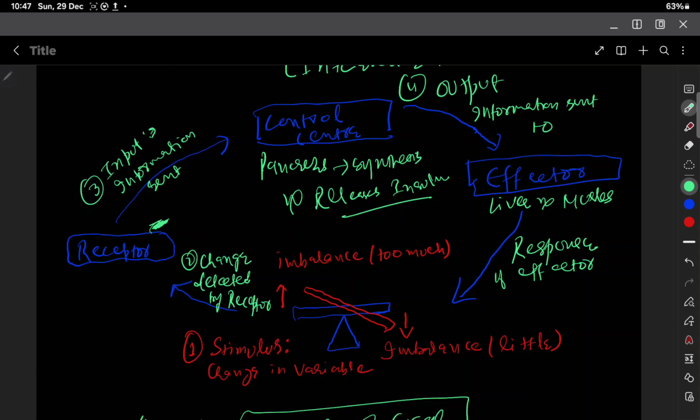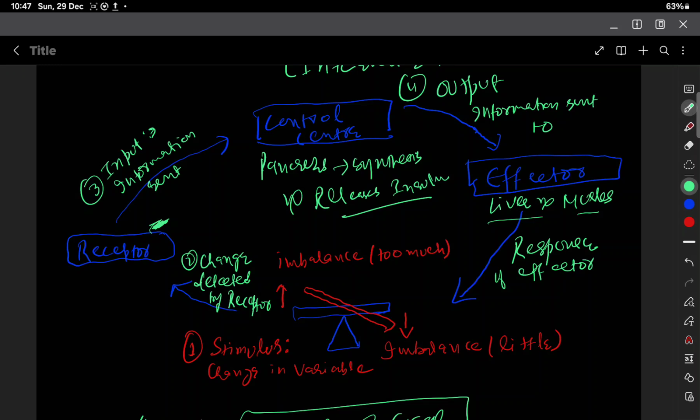In the effector, it is mainly the liver and muscles. The liver and muscle cells will respond to insulin and increase the glucose uptake, and some glucose gets converted into glycogen, lowering the blood glucose and restoring the balance. So the effector responds to restore the balance. That whole process is called homeostasis.